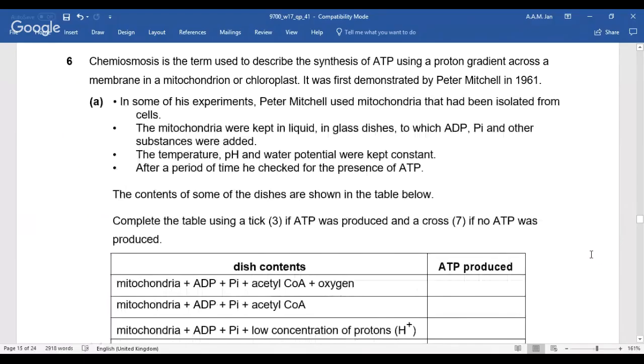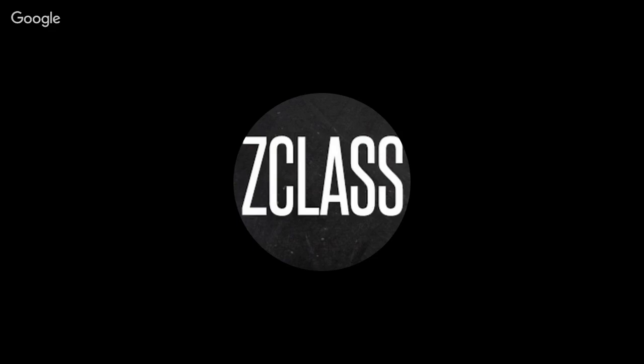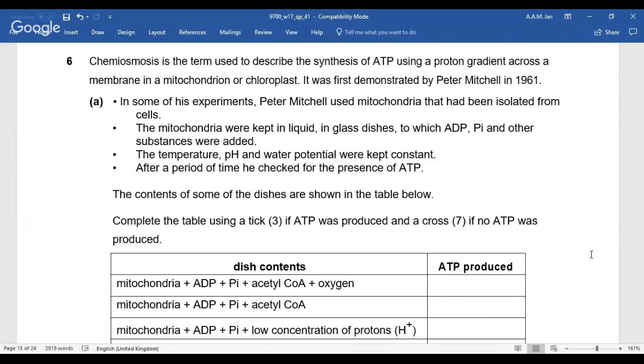So kind of cool. Next question. So we're looking at another experiment here. You've taken mitochondria, put them in dishes, and added substances to them, and then checked for the presence of ATP after a period of time. So basically what Peter Mitchell was doing was seeing which substances he had to add. Well, first of all, he was seeing whether the mitochondria actually produced ATP. And second of all, he was seeing which substances he had to add and what concentration to actually cause ATP to be generated.